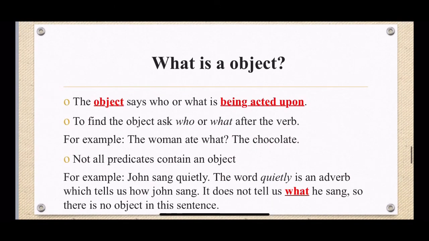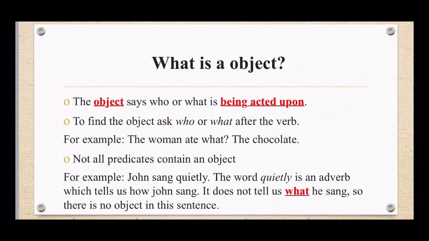Okay, so like I said, the predicate can be divided into a verb or an object. So what is an object? So the object says who or what is being acted upon. To find the object, ask who or what after the verb. For example, the woman ate what? The chocolate, right? And like I said in the previous slide, the chocolate is the object. So we're asking what the woman, and we know the woman is a subject, what she ate, and the action is ate, and the object is the chocolate.